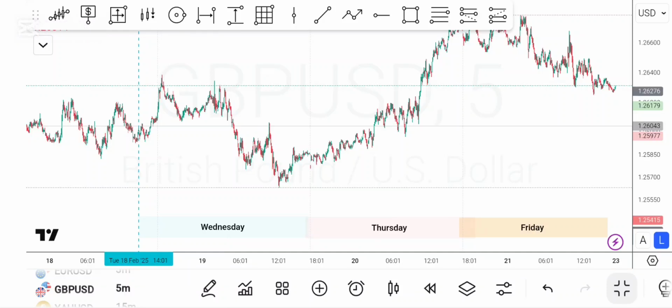Today we are going to be doing a market review for Wednesday, Thursday and Friday for this current trading week. I already did a market review for Monday and Tuesday.